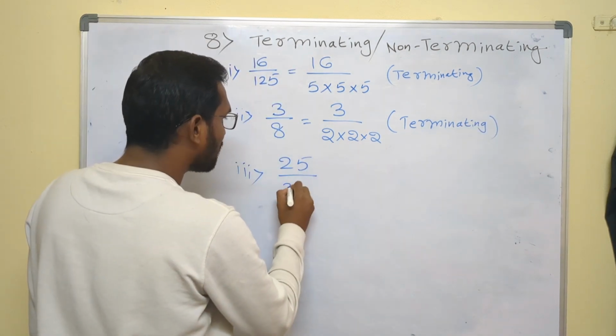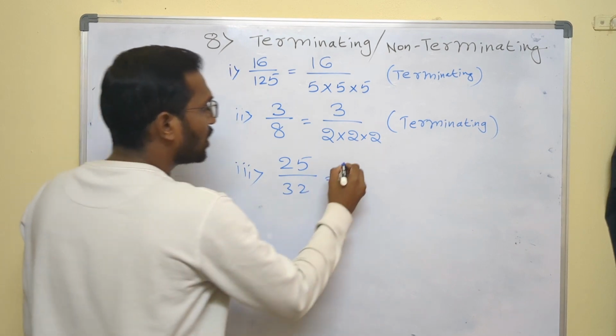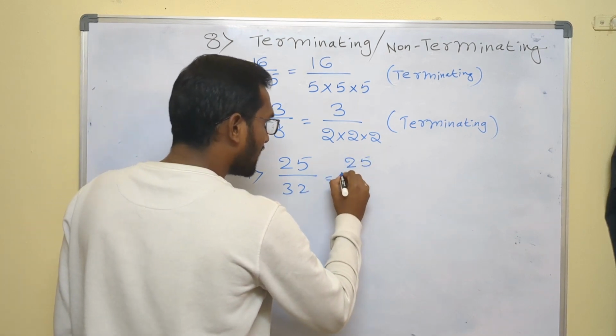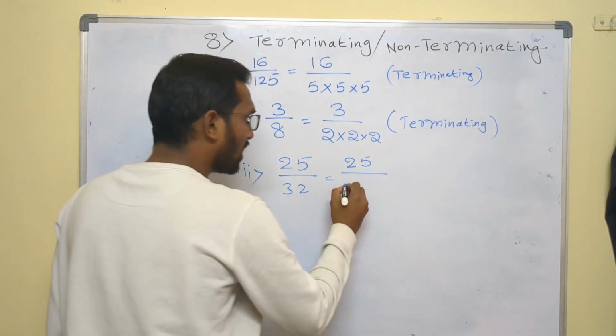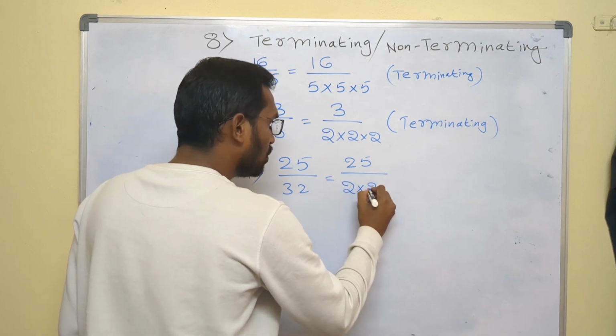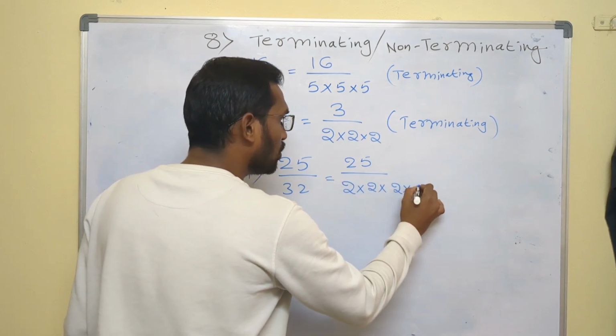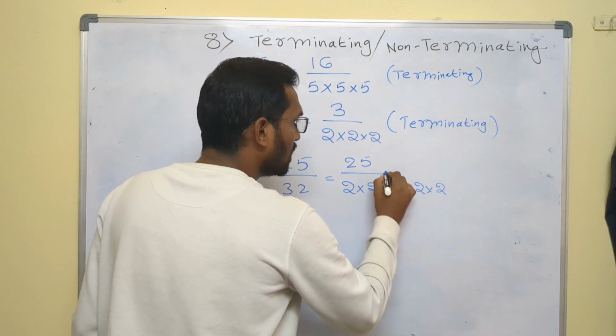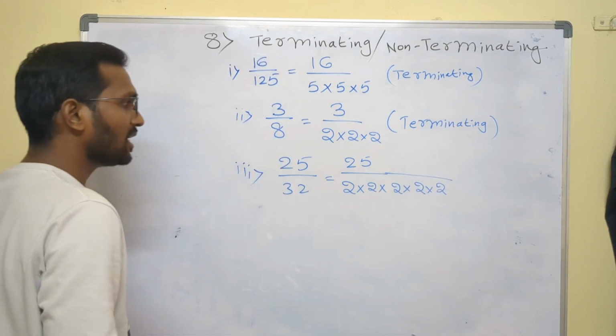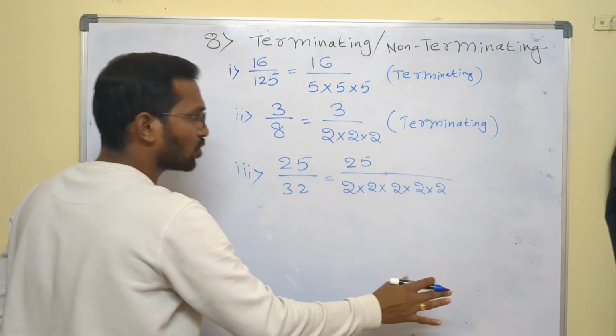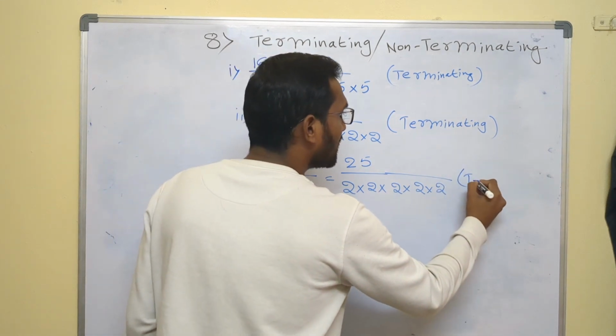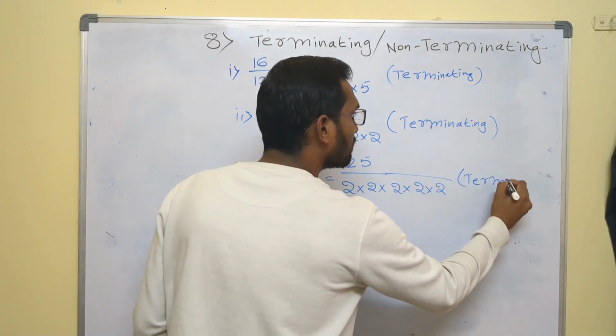25 divided by 32. Numerator as it is, divided by 32 can also be written as 2 into 2 into 2 into 2 into 2. So now if we observe this denominator, in the denominator we have only 2's. So it will be having a terminating decimal.